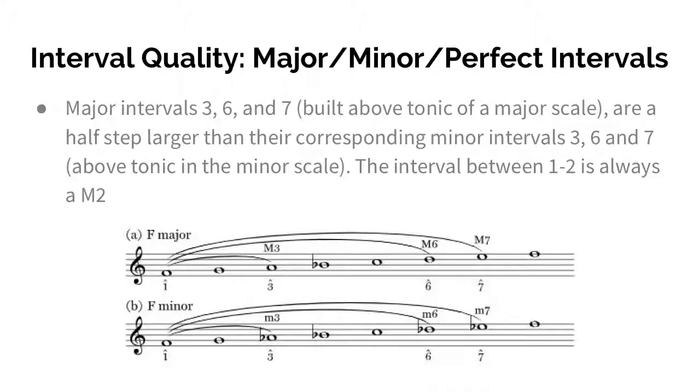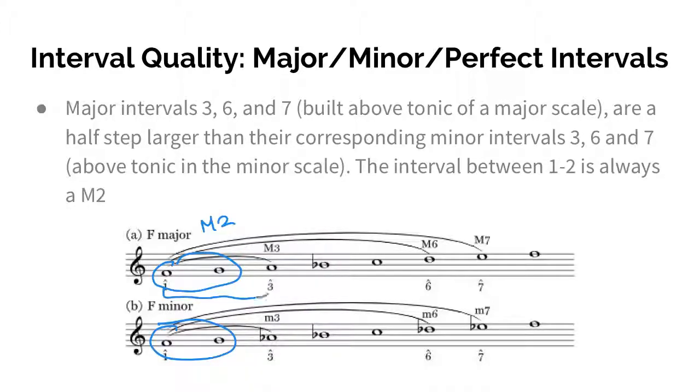Major intervals, 3rd, 6th, and 7th, built above the tonic of a major scale, are a half step larger than their corresponding minor intervals, 3rd, 6th, and 7th. And all these are above the tonic, okay? And then also, between scale degree 1 and 2, in both major and minor, will always be a major second.